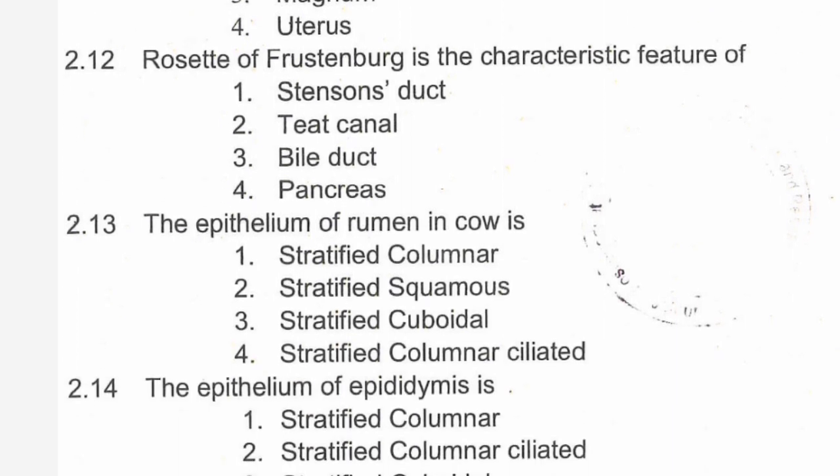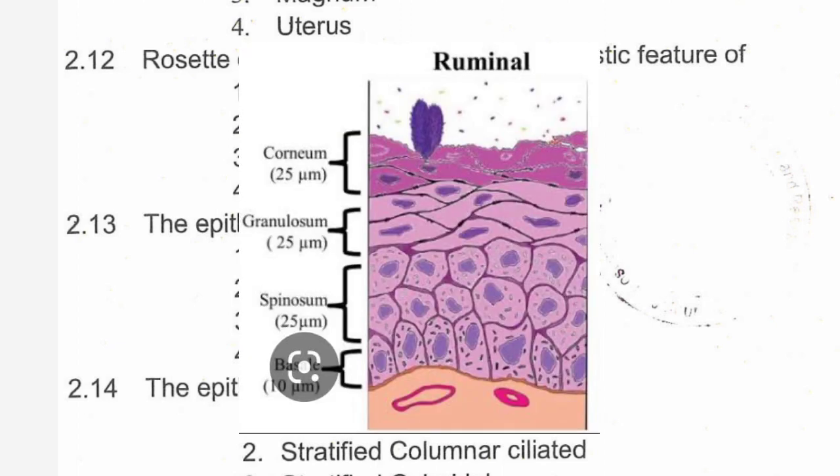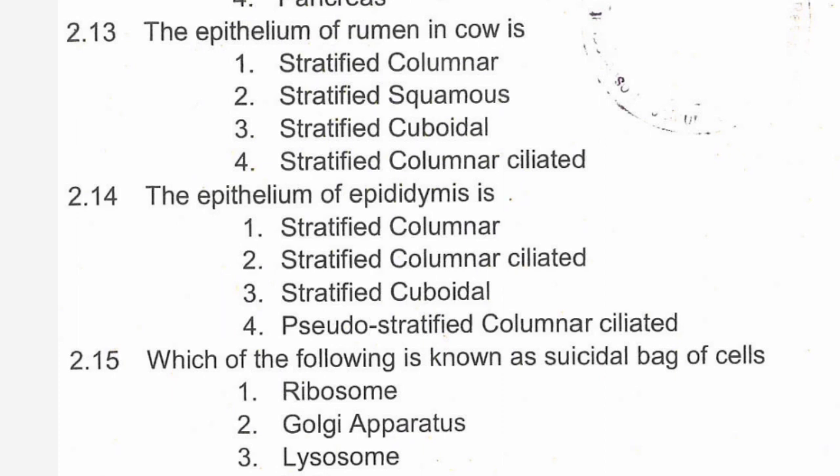Then question number 13, the epithelium of rumen in cow is. Options are stratified columnar, stratified squamous, stratified cuboidal, stratified columnar ciliated. So the answer of question number 13 is option number 2, stratified squamous. Then question number 14 is the epithelium of epididymis is. The options are stratified columnar, stratified columnar ciliated, stratified cuboidal, pseudo stratified columnar ciliated. And the answer of question number 14 is option number 4, pseudo stratified columnar ciliated.